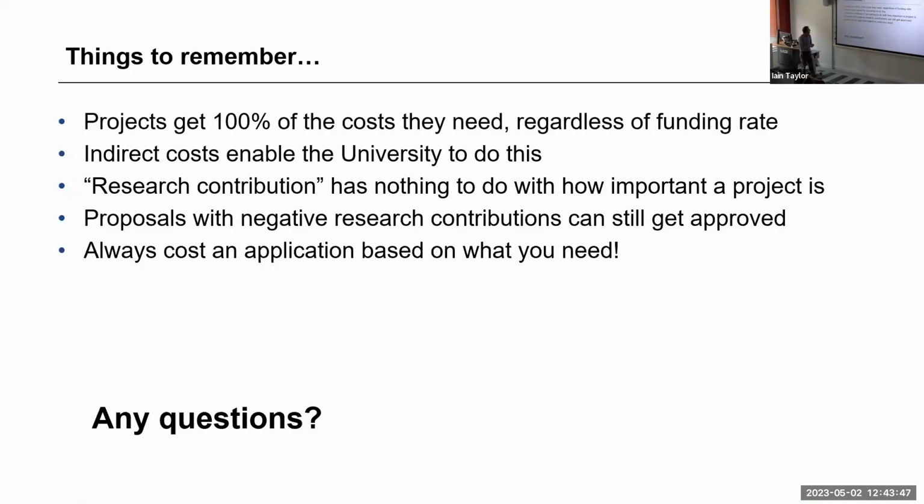And finally, I hope this has been useful to think about some of the stuff that's going on around indirect costs and full economic costing, but you should always cost an application on what you need to deliver the project. There might be some pushback around whether you need that much investigator time on this grant, or whether you should increase the researcher time to make it more likely to get signed off, but you should always go with what you need, and those conversations can follow.